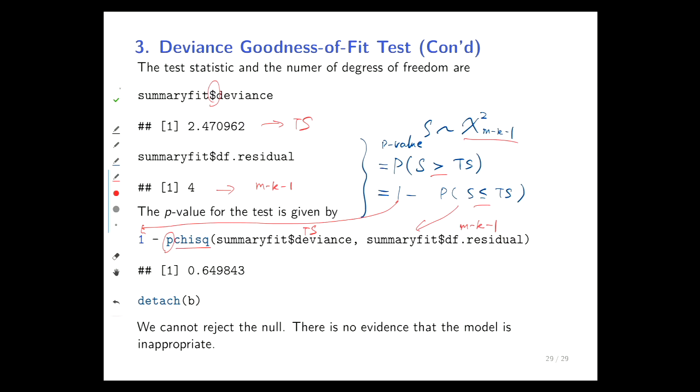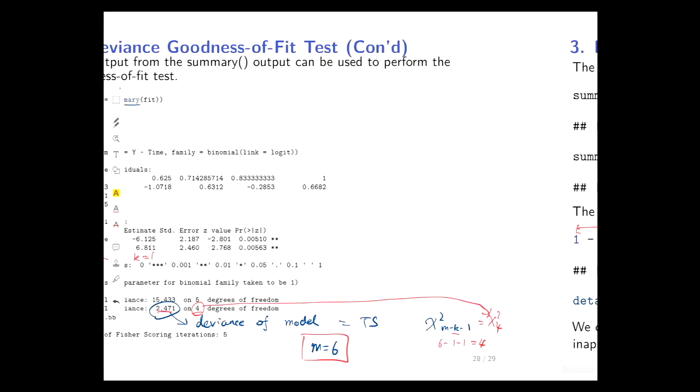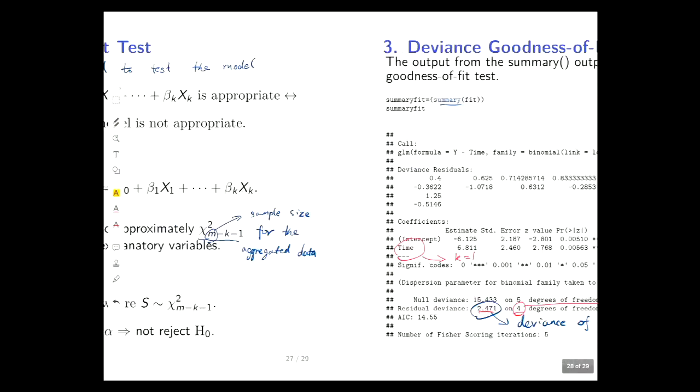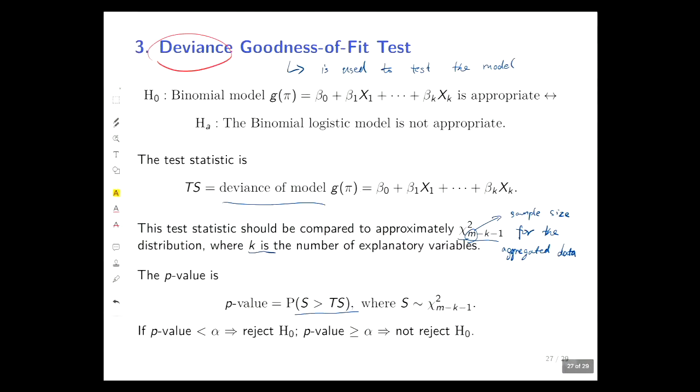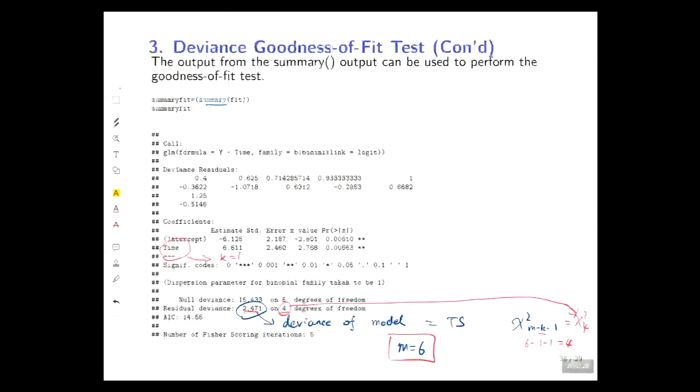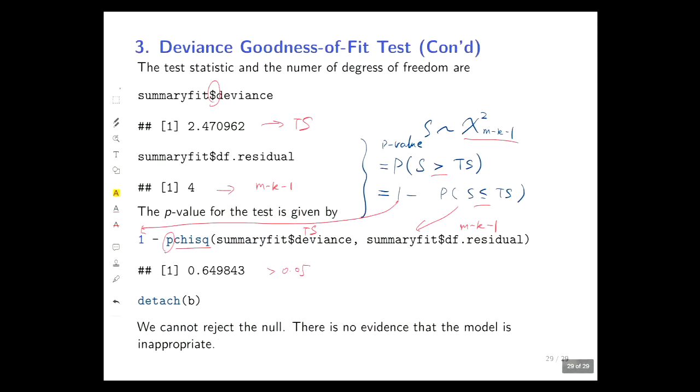After we compute this p-value, we find that it is larger than 0.05, so we cannot reject the null hypothesis. But what is the null hypothesis? It means we cannot reject this model. So if we cannot reject this model, our conclusion is that there is no evidence this model is inappropriate. Please be careful here.